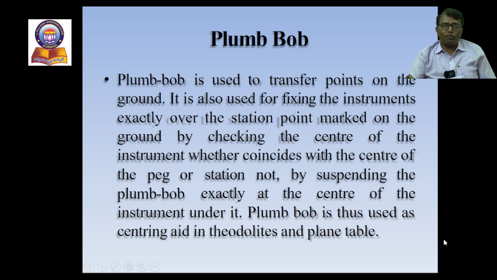Next is the plumb bob. Plumb bob is used to transfer points on the ground. It is also used for fixing the instrument exactly over the station point marked on the ground, by checking whether the center of the instrument coincides with the center of the peg or station, by suspending the plumb bob exactly at the center of the instrument under it. Plumb bob is thus used as a centering aid in theodolites and plane table.